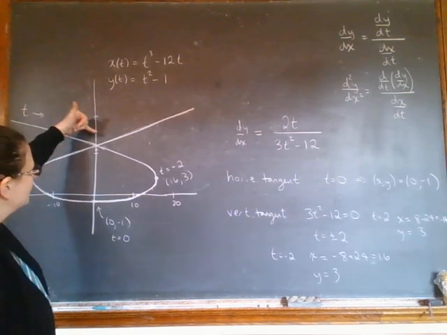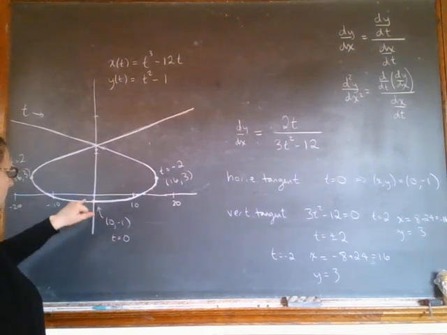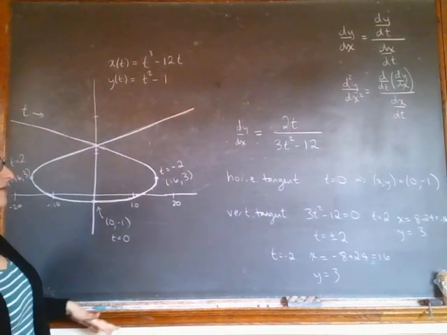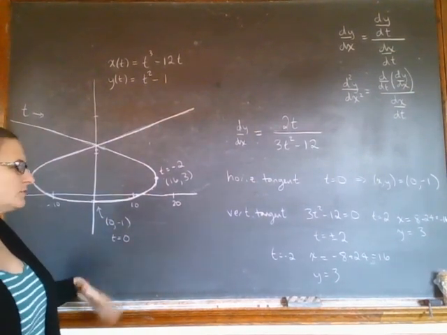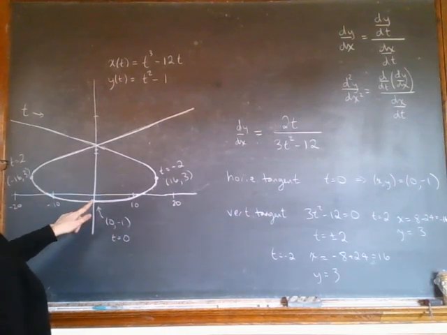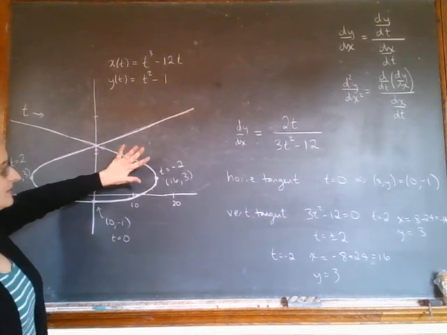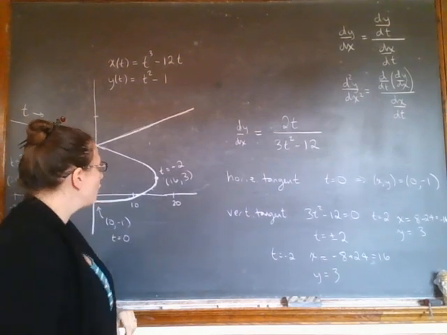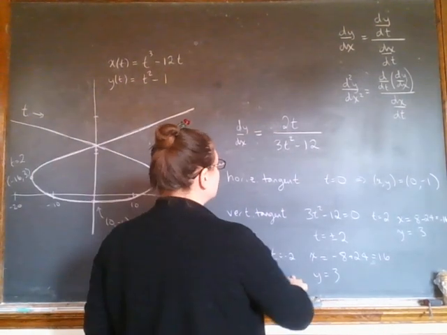These are the negative values of t. They're going through here. T equals 0 is here, and these are the positive values. So if I only graphed t from 0 to 5 or 10, I'd only get this piece, I wouldn't get the other piece. Okay. So there are our horizontal and vertical tangents.